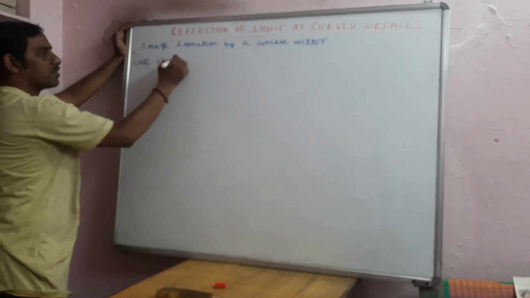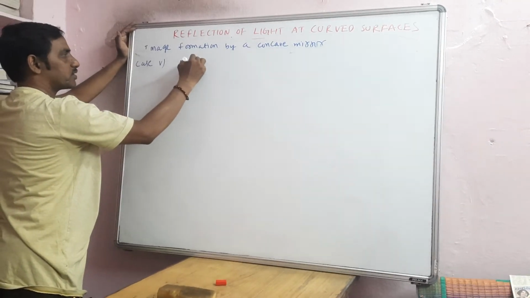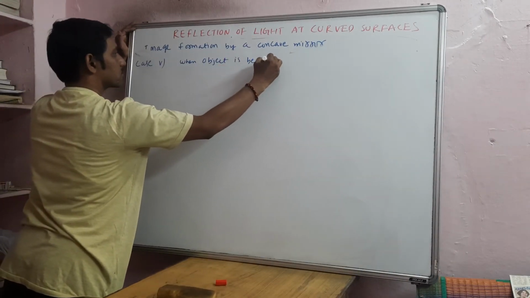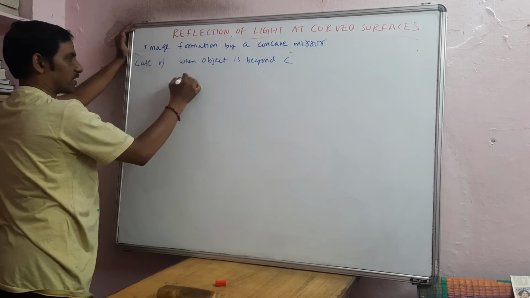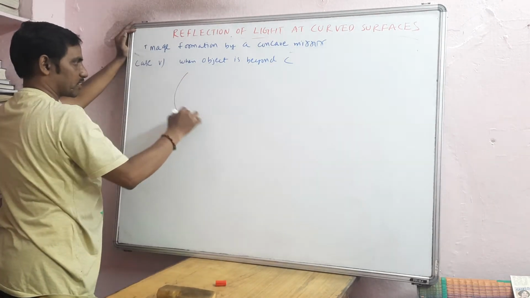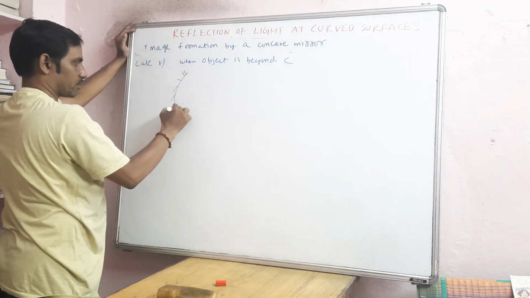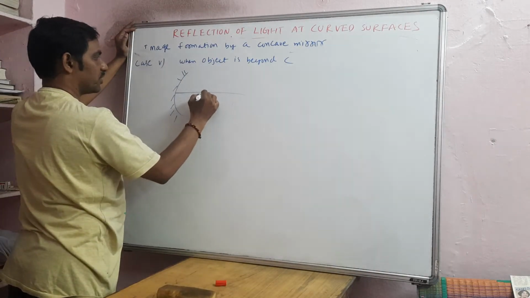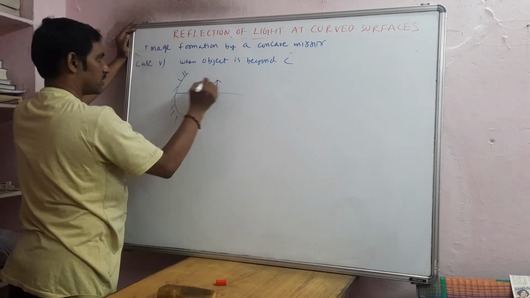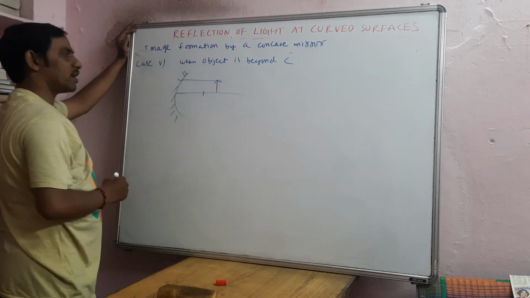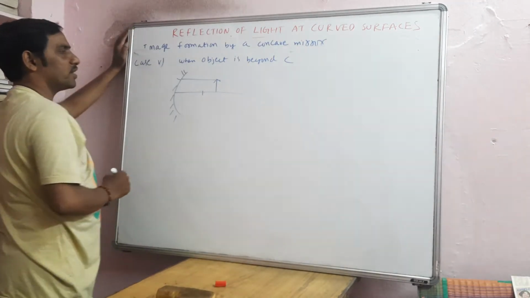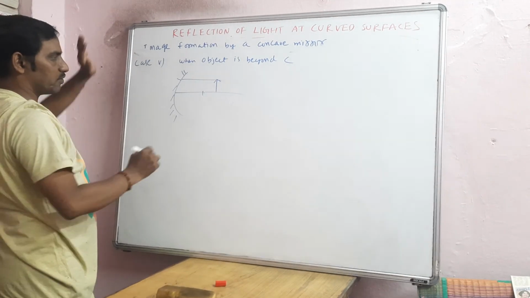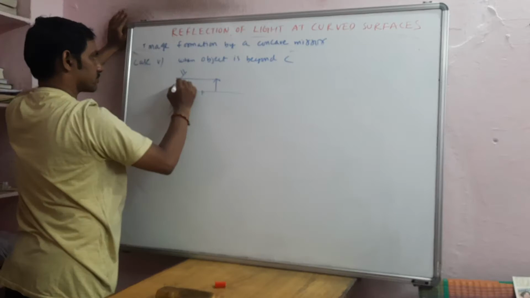Right, now coming to the next, case 5. What is case 5? When the object is beyond C. For example, I am saying the concave mirror is like this. If I am extending, this is C. So the object is beyond C, which means it will be here. What is happening when the object is beyond C? The image will be formed between C and F.